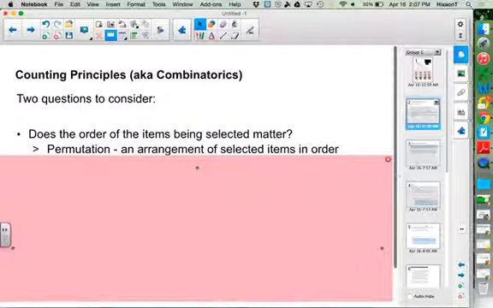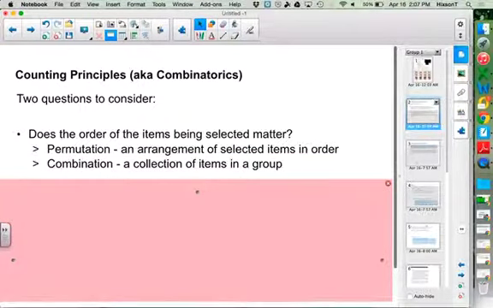The second one we've looked at already in the past, and that is a combination. Okay? A combination is simply a collection of items in a group. Okay? So, permutation, the order matters. Combination, the order doesn't matter. Okay?